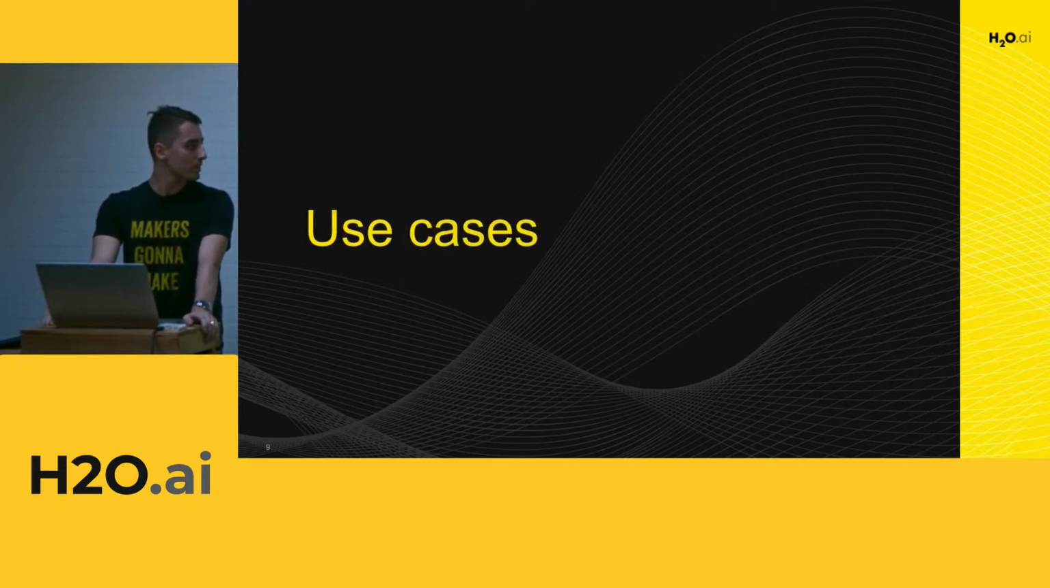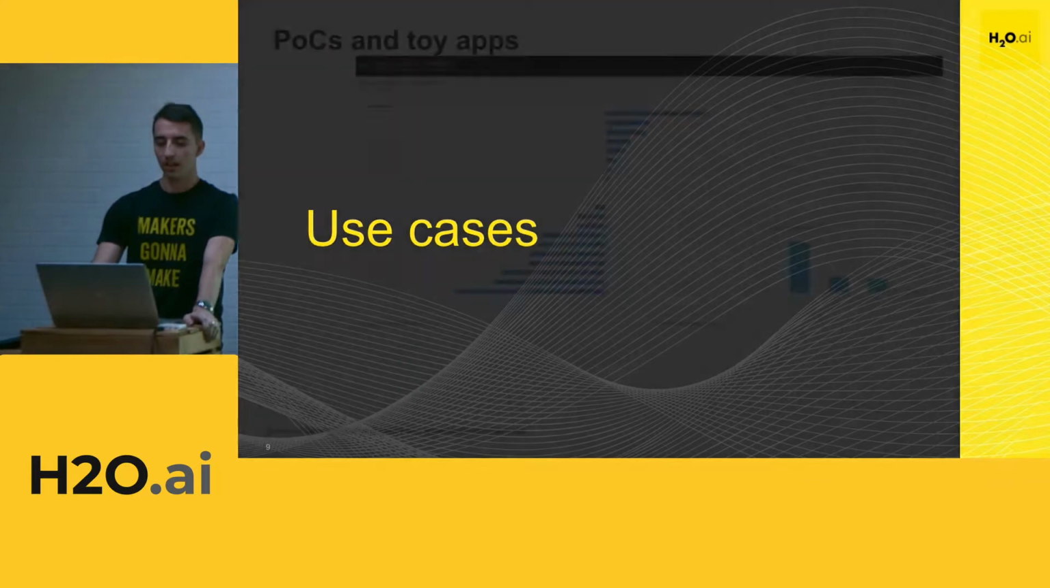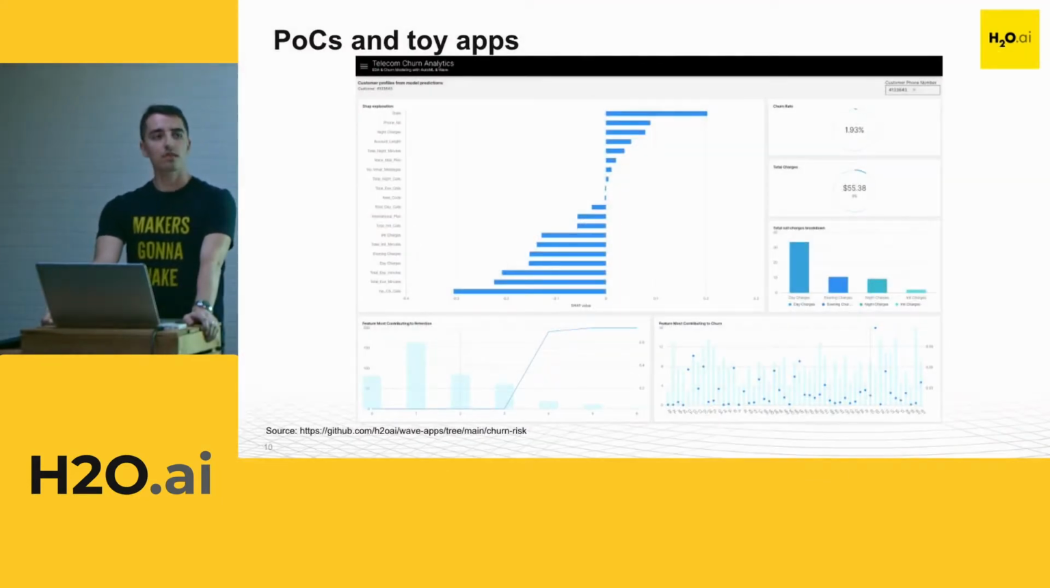Now let's see some use cases that we found Wave interesting for. And the first use case was the initial reason why we built Wave, and it was for data scientists to quickly build some toy applications and POCs without the help of regular software engineers. This is one of the first applications. This is also open sourced. I will link it there, but I will have a slide at the end with all the links, so no worries. And this application basically shows some data about telecommunication customer churn.